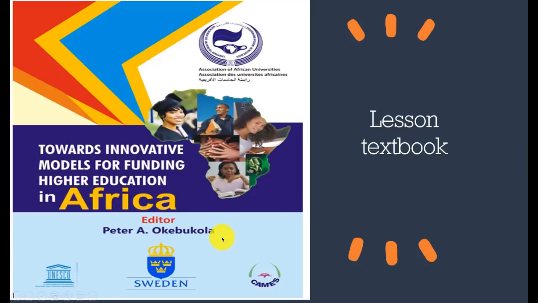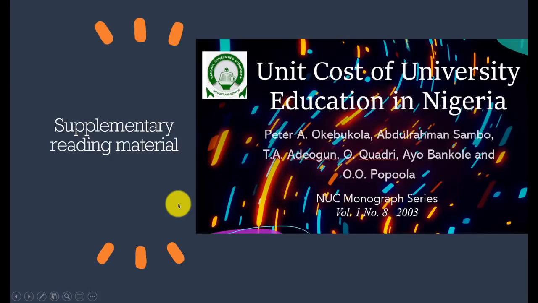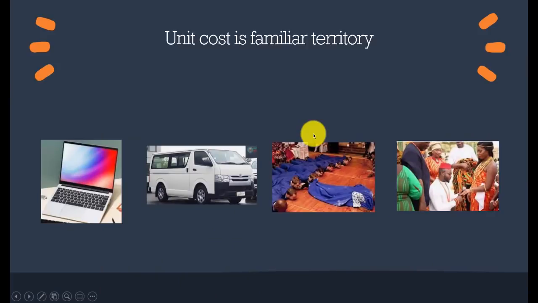There's a textbook for this lesson, Towards Innovative Models for Funding Higher Education in Africa, edited by Kames. It's a UNESCO book, AAU book. And there's one other that's going to be a supplementary reading material, this monograph published by NUC in 2003, Unit Cost of University Education in Nigeria. It's actually a landmark monograph. You'll be getting these two for free. I said we'll be distributing money. We're not distributing money. We're going to be distributing books to you for free. E-books you're going to be getting.